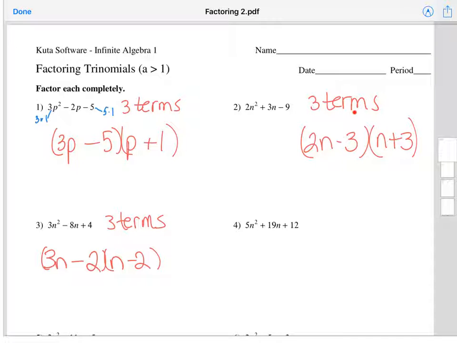Number 2, how many terms? 3. Do your factored form. Factors of 2 go in the front, 2 and 1. Factors of 9 go in the back. Could be 9 and 1, could be 3 and 3. Those are the things that you have to check.